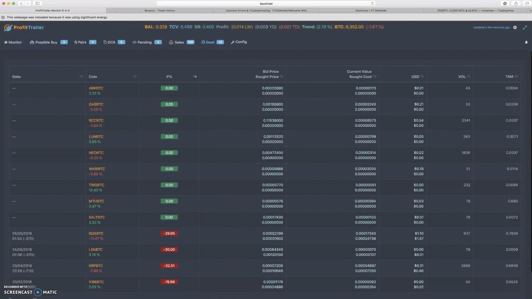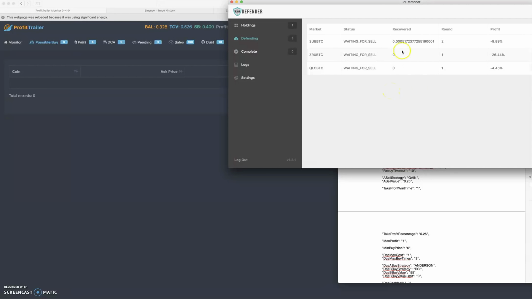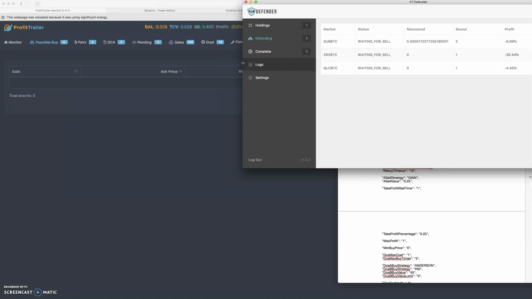And so I can't even describe how many times I've been messaged about PTDefender being in waiting for buy. And what's funny is I'm in waiting for sell on all of them right now. So to me, it's kind of funny that everybody's saying I'm in waiting for buy. Well, it's just a user error, which is okay. I totally get it. I totally get the user error.